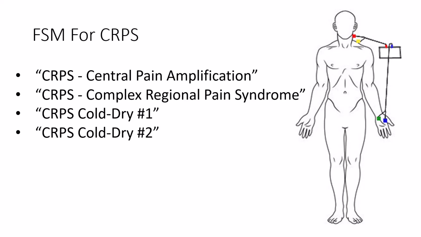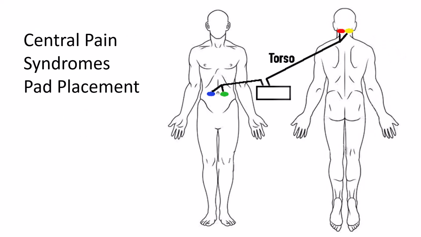The image on the right shows the pad placement for chronic regional pain syndrome in the left upper extremity. For InspireStar units, it would be red and yellow pads on the back of the neck over the spine, and blue and green pads on the affected area of the hand.